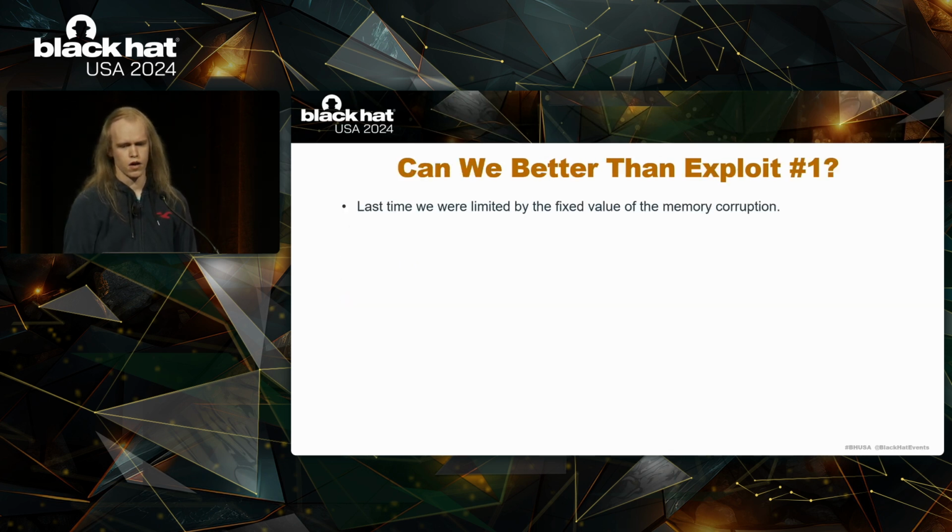OK, so the interesting question is, though, can we do better than last time? So last time, we were really limited by two things. The first one is that we could only write a fixed value. And the second one is that we could only write 4 bytes at a time. And even though we could choose the location of that memory corruption to some degree, there are also some limitations and some of the fields in the guest context page that we just couldn't reach.